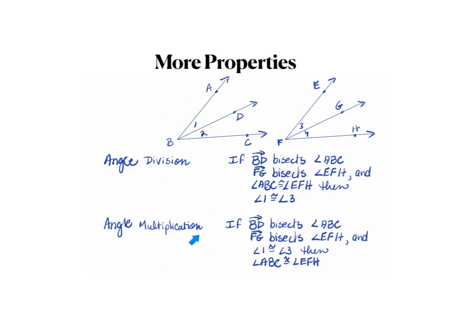Likewise, multiplication works as well. If I know that BD bisects angle ABC and FG bisects angle EFH, and I further know that one of the pieces is congruent to the other, angle 1 is congruent to angle 3, I can conclude that the entire angles are congruent.